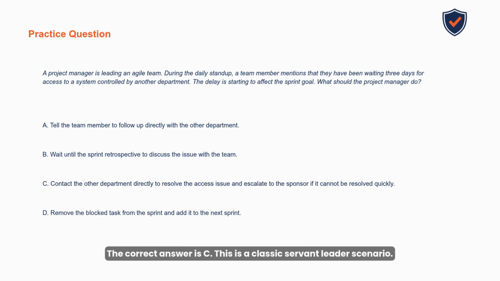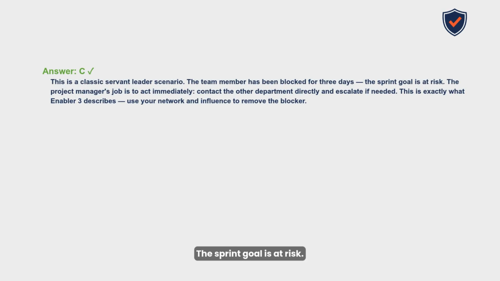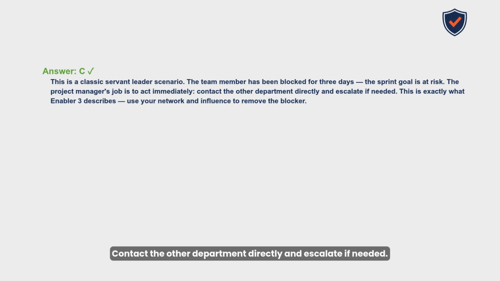The correct answer is C. This is a classic servant leader scenario. The team member has been blocked for 3 days. The sprint goal is at risk. The project manager's job is to act immediately, contact the other department directly, and escalate if needed. This is exactly what Enabler 3 describes. Use your network and influence to remove the blocker.